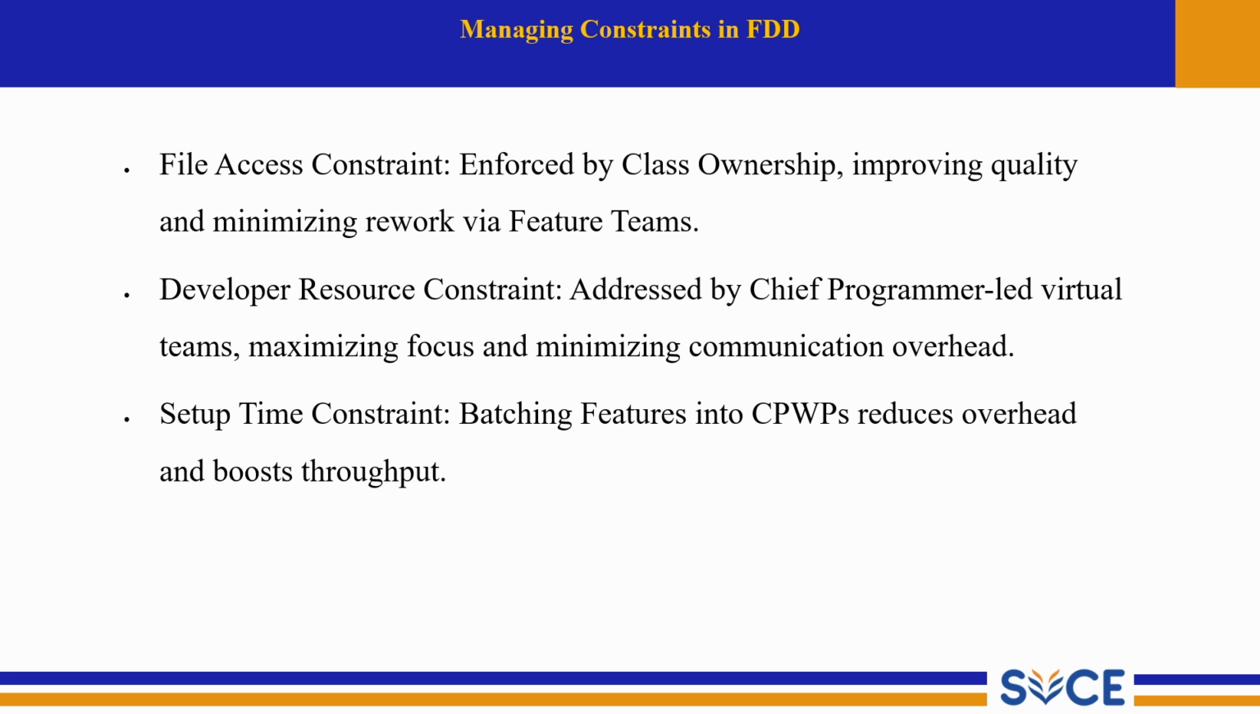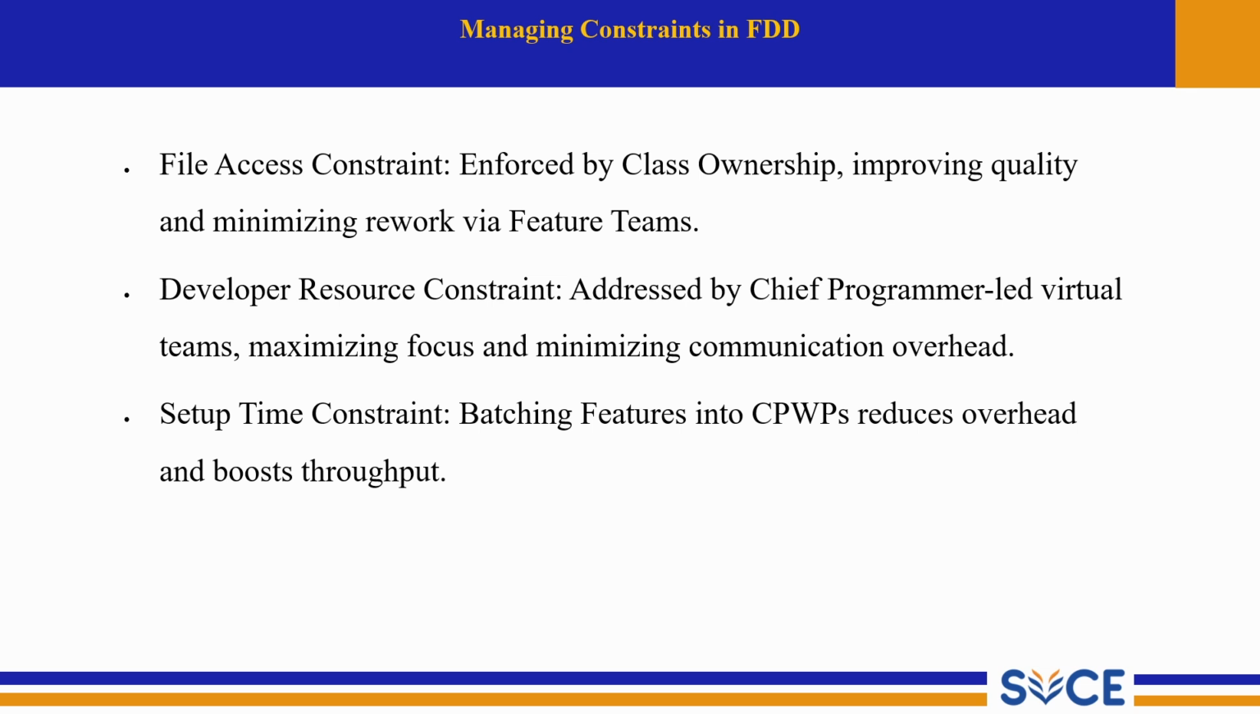File access constraint enforced by class ownership, improving quality and minimizing rework via feature teams. This means each class in the system has a clear owner, so only authorized developers make changes, which reduces error and avoids unnecessary rework. So the next point is developer resource constraints addressed by the chief programmer lead virtual teams, maximizing focus and minimizing communication overload.